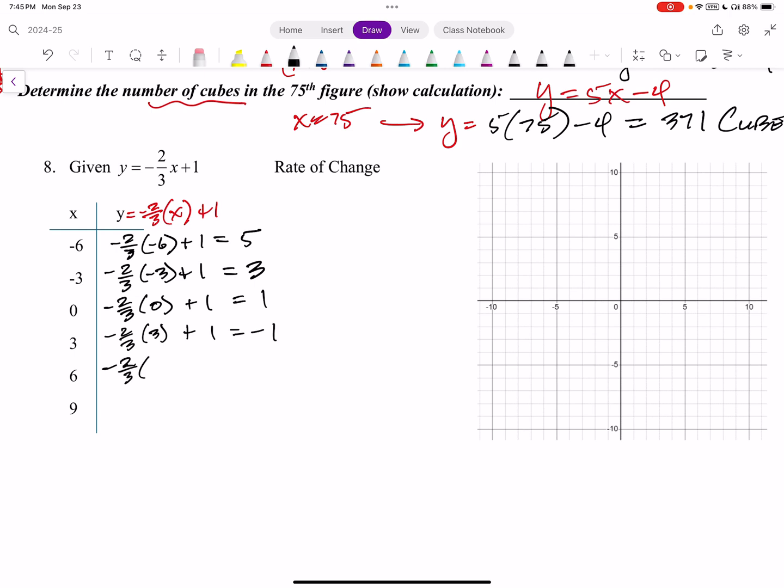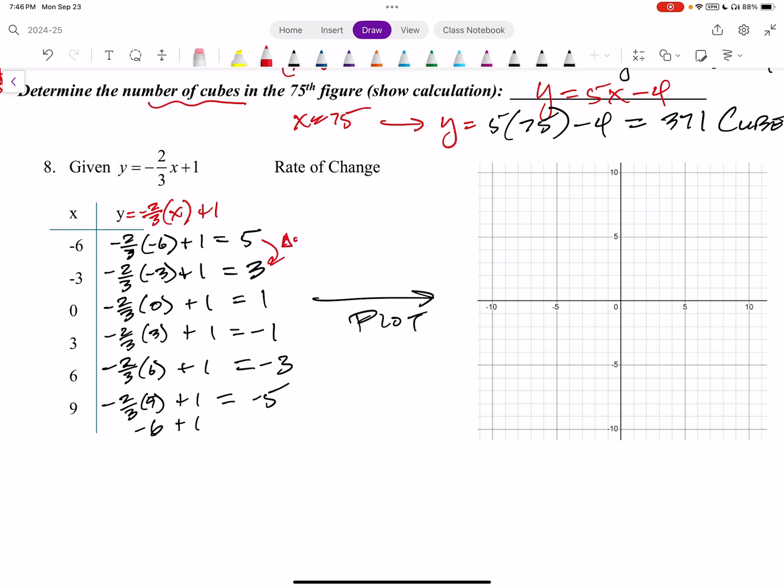And 2/3 times 6 plus 1, what's that? Well, negative 2 times 6 is negative 12, divided by 3 is negative 4, plus 1 is negative 3. And last one, 2/3 times 9 plus 1 is negative 18, divided by 3 is negative 6, plus 1, well, that's negative 5. And then you plot the points. When you graph, what's the rate of change? Well, I have a delta y of minus 2 and a delta x of plus 3. From negative 6 to negative 3 is plus 3.